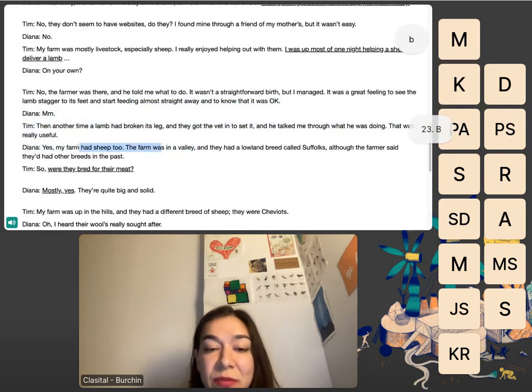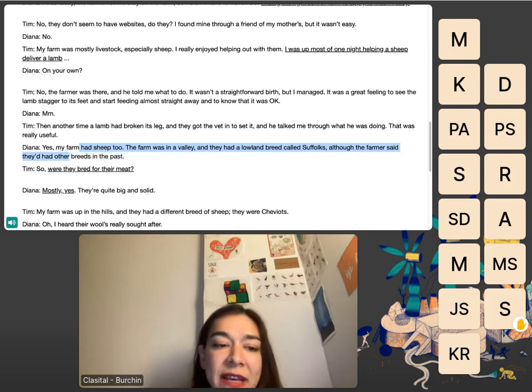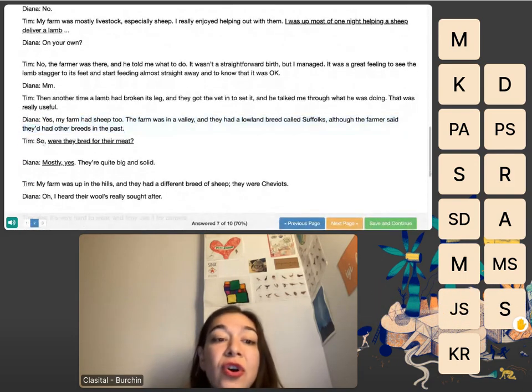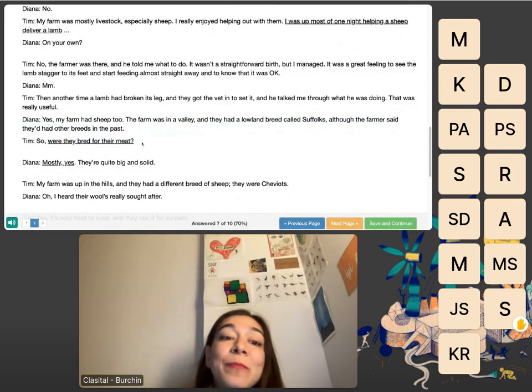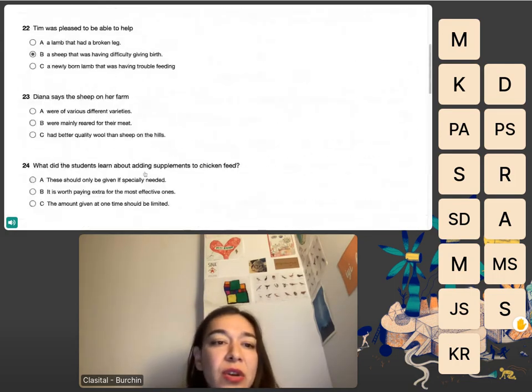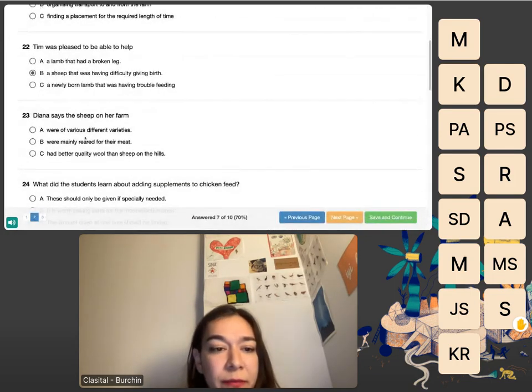Yes, my farm had sheep too. The farm was in a valley and they had a lowland breed called Suffolks, although the farmer said they had other breeds in the past. So they were bred for their meat. Mostly, yes, they are quite big and solid. So we can understand from it.